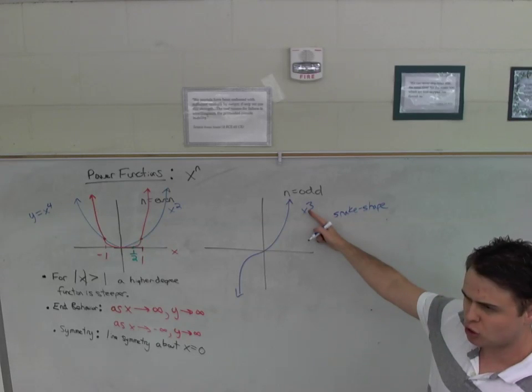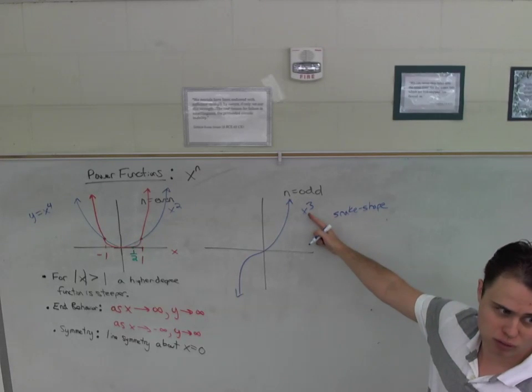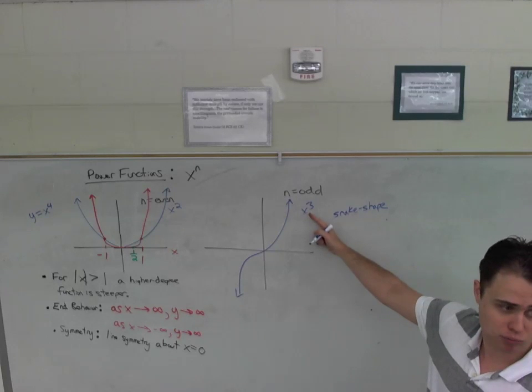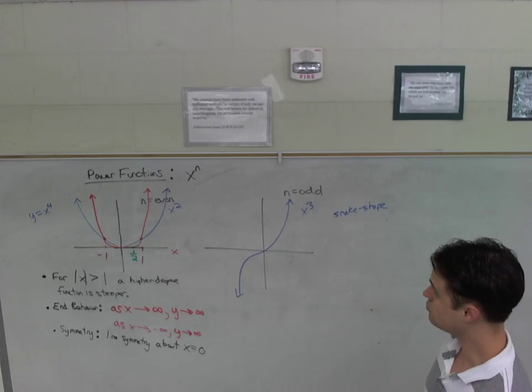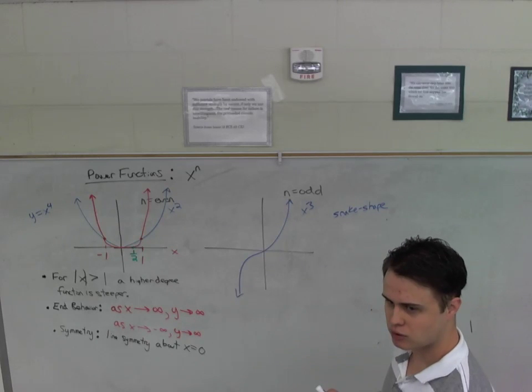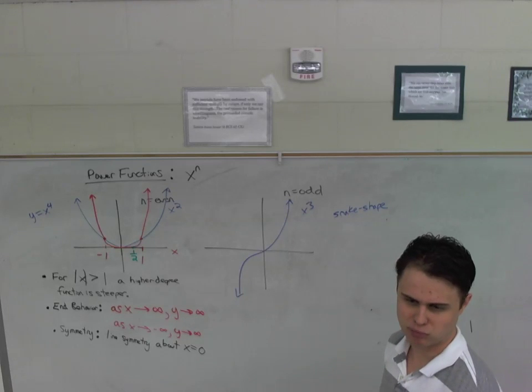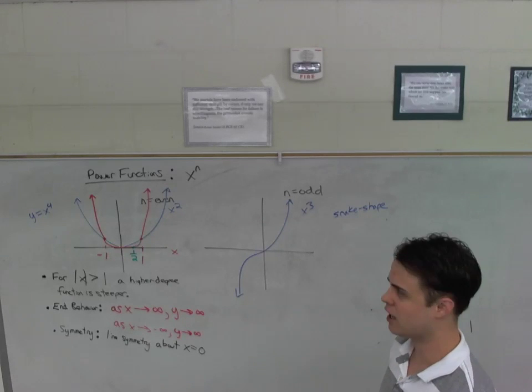That goes for x cubed, but it also goes for what else? X to the 13th, 21st, anything that's odd. Okay? What about x to the first power? That's great. Yeah, x to the first power is kind of like an exception. So we're thinking like degree higher than 2.